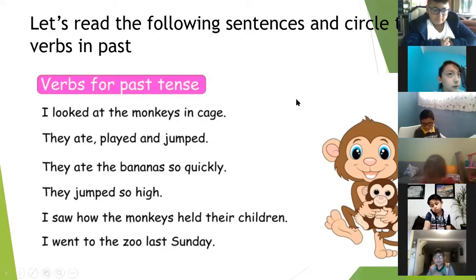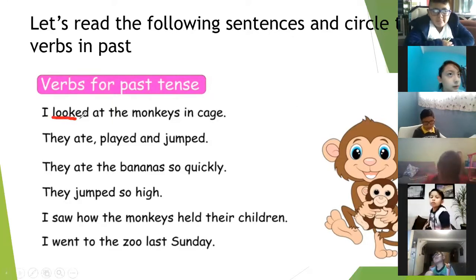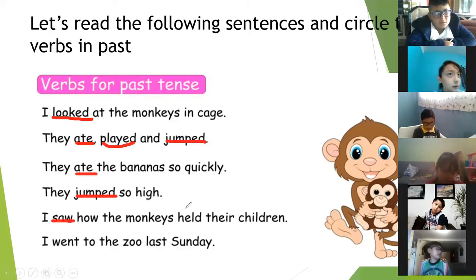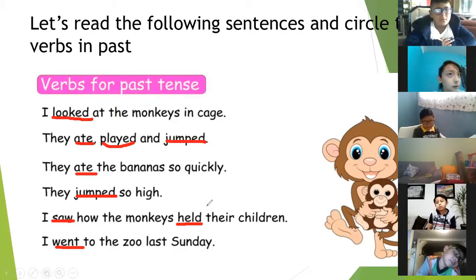Okay. As you notice, I am going to highlight the verbs in past. Looked, ate, played, jumped, ate, jumped, saw, held, went. All of these are verbs in past.